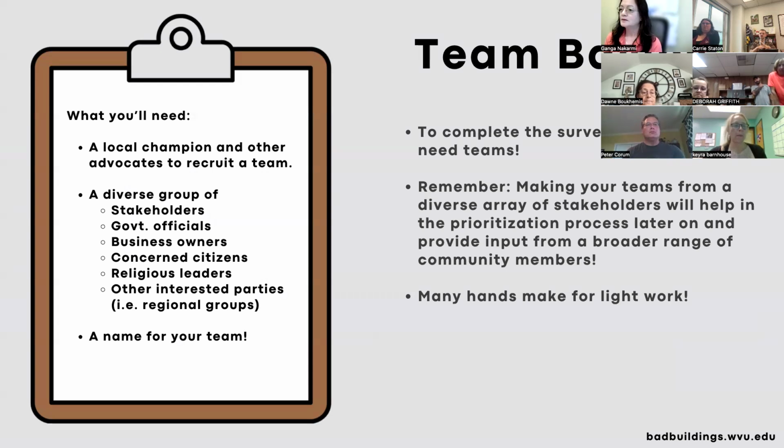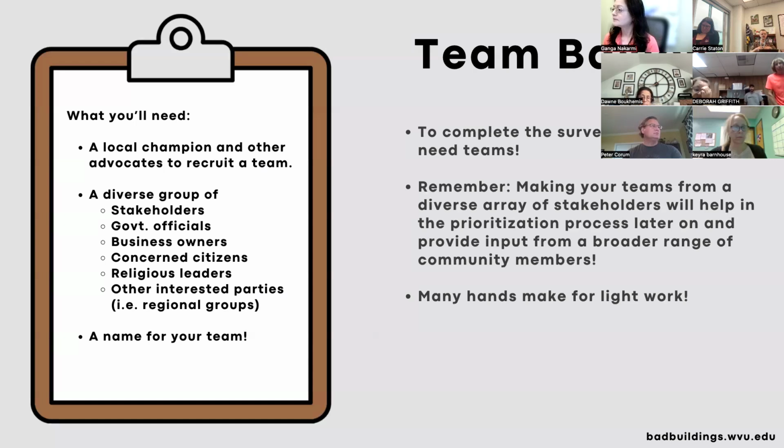So in order to complete the survey process, we'll need teams, and we always want to remember to make sure that our teams have a diverse array of stakeholders, because that will help in the prioritization process when we're talking about redevelopment options. When we get into the part of the program where we're ready to start talking about property owners and who might be cooperative versus who might not, that helps us leverage those properties and decide which ones we want to prioritize. So we always want to make sure that we have a diverse group of stakeholders.